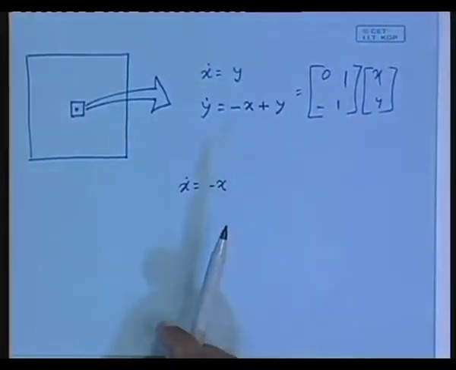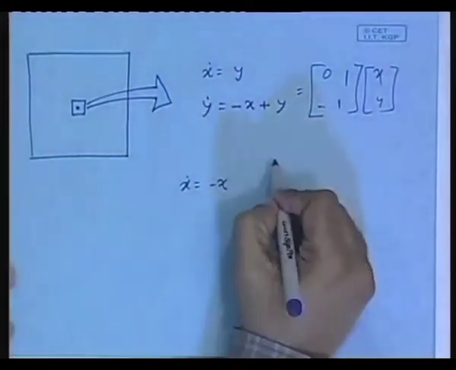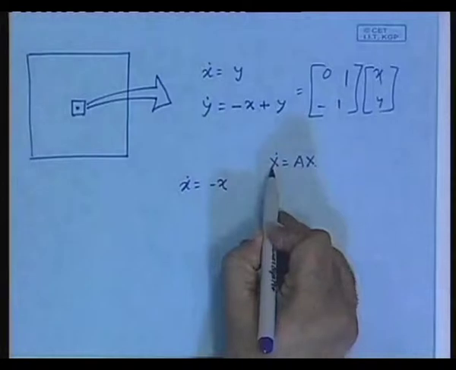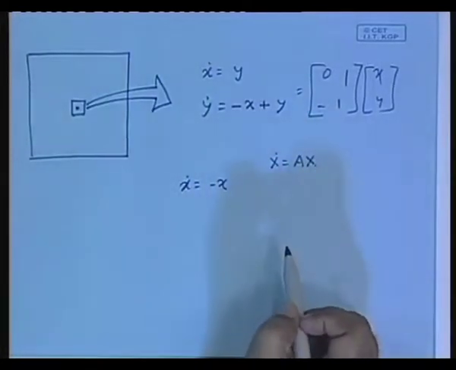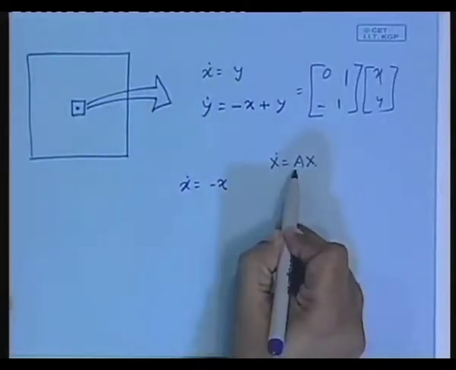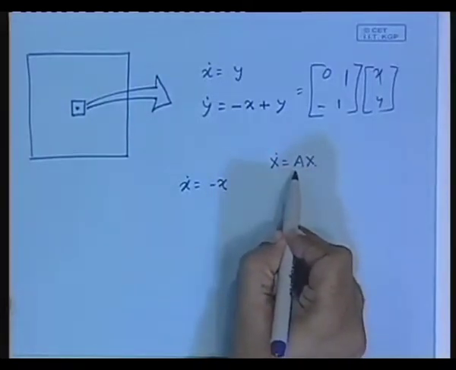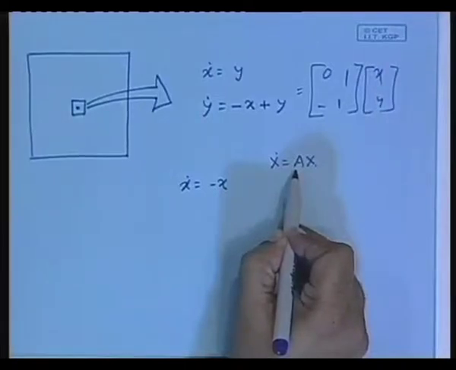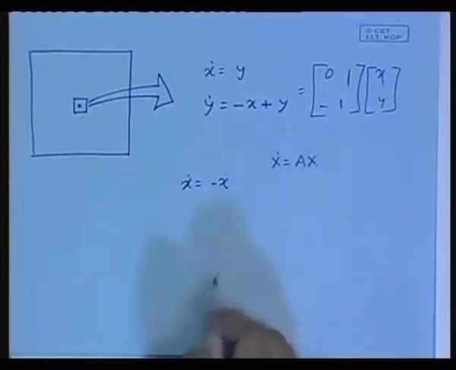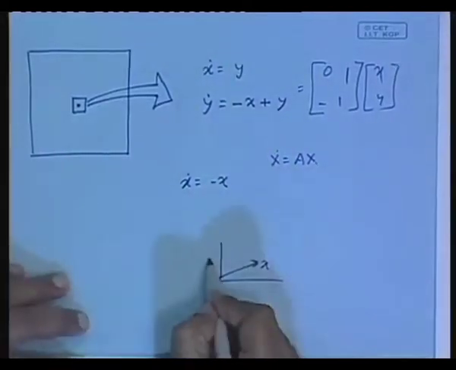clear. So, if I write it in a compact form, I will write x dot is equal to A x, where x is a vector, x dot is also a vector. If I say it verbally, I will say A when operated on x gives me x dot. What the hell is A? An operator. An operator operating on the vector x, giving me another vector x dot.